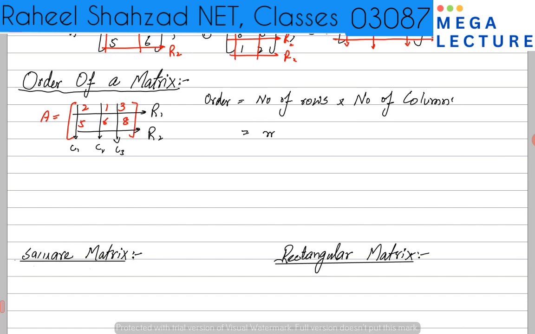Usually we represent it as M and N. So number of rows are represented by M and number of columns are represented as N. So we can say that these are basically M into N, number of rows into number of columns. For example, in this matrix, order of this matrix is equal to 2 cross 3, right? Because I have 2 rows and 3 columns.